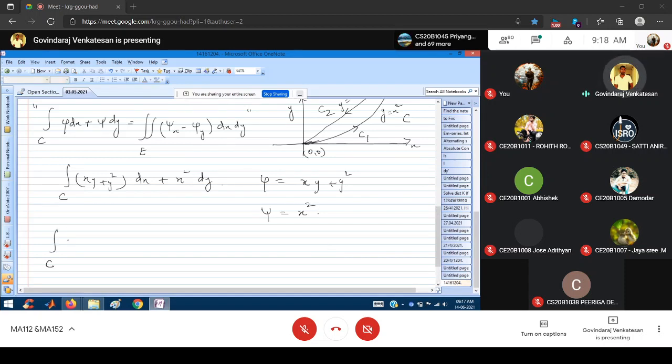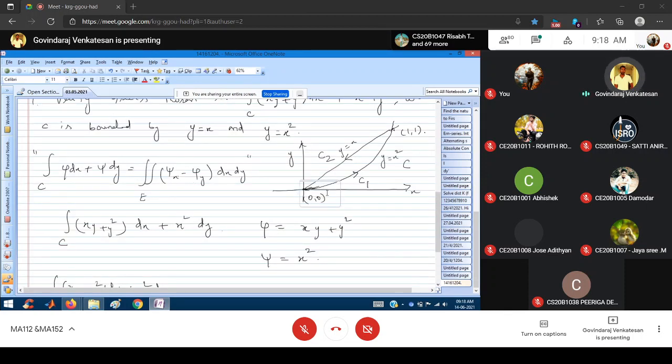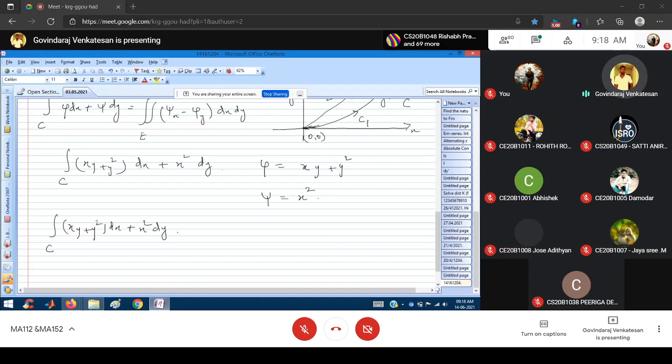So the integral over C of (xy plus y square) into dx plus x square into dy. See the closed curve C. As we know, the closed curve C can be split into two curves C1 and C2. So the value of the integral over the curve C is nothing but the integral over C1 of (xy plus y square) into dx plus x square into dy, plus the integral over C2 of (xy plus y square) into dx plus x square into dy.